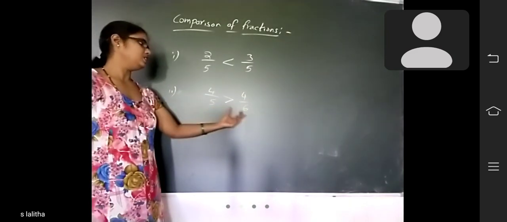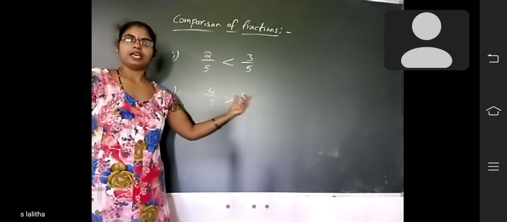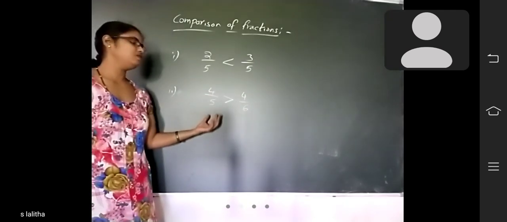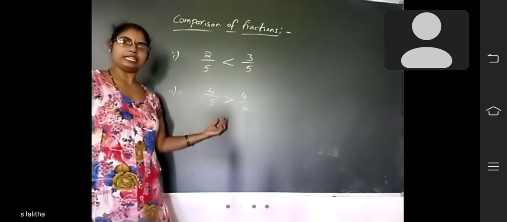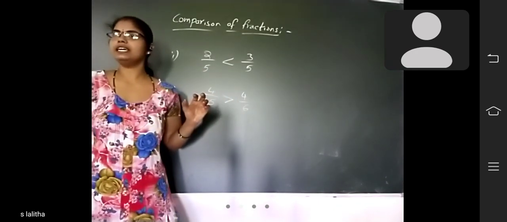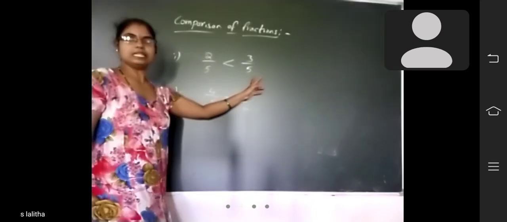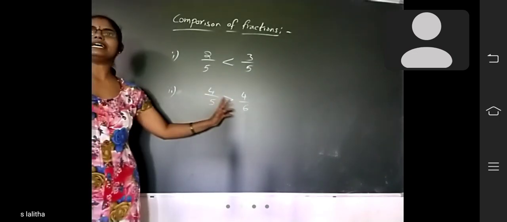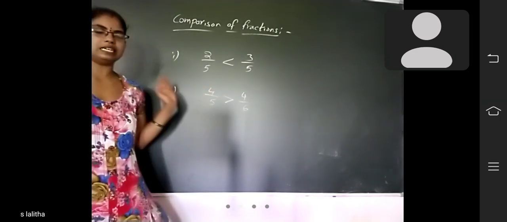So, among these two fractions, here numerators are both same. Then you have to observe the denominators. In the denominators, whichever is the smallest denominator, that fraction is greater than the other fraction. Did you understand? This is the second case. Here denominators are same means you should compare numerators. Here numerators are same means you should compare denominators. This is the first and second case.